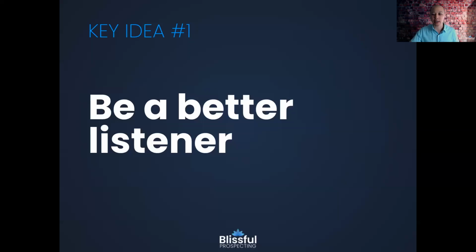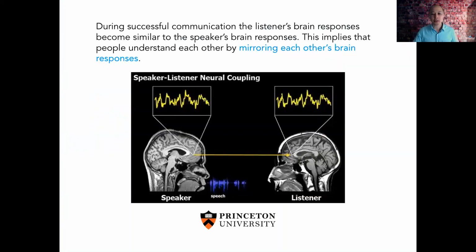So let's talk about this listening part. There's a really good book called You're Not Listening, and it referenced this study from Princeton. So Princeton did this study, and they looked at when two people are communicating successfully, the listener's brain responds in a similar way to the speaker's brain. And essentially what the brain waves do is they start to mirror each other.